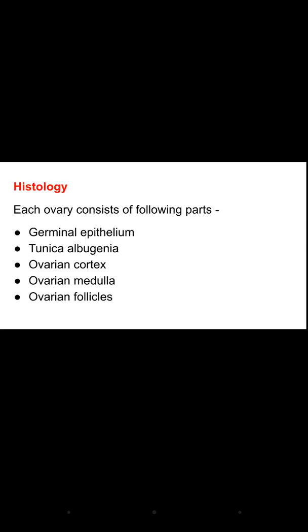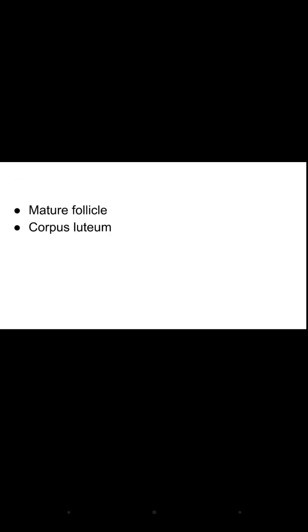Now, histologically, each ovary consists of the following parts. Histologically means the microanatomy of the ovarian cells and tissues. So, there are germinal epithelium, then tunica albuginea, ovarian cortex, ovarian medulla, the ovarian follicles, mature follicle and the corpus luteum.